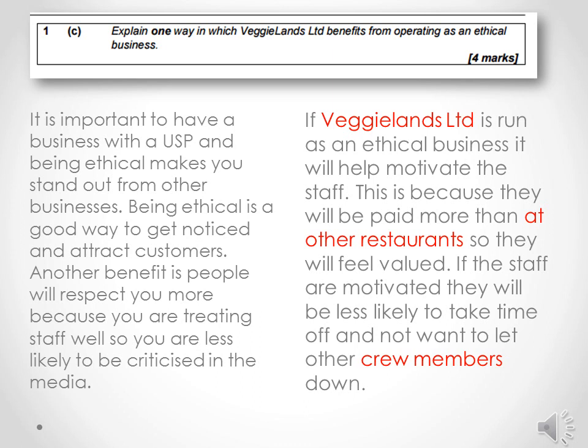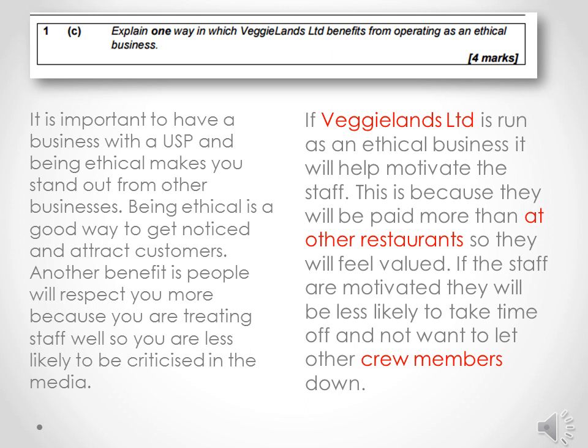Okay, so the one on the right, again, the explanation is fine, but it's just the linking to Veggieland's. So, for example, it starts off, if Veggieland's Limited is run, straight away it has to link to this company because it's named it. Okay, you then couldn't say it doesn't link to Tesco's, it doesn't link to Morrison's, it links to Veggieland's because it states it is run as an ethical business. It will help motivate the staff. This is because they'll be paid more than other restaurants.